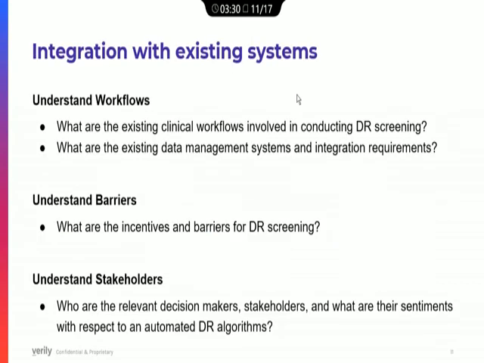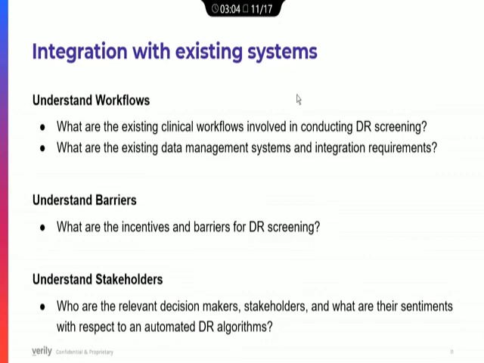And once all of that is done, we look at workflows. Is there an existing DR screening methodology available at your clinic, and are we replacing it or are we becoming part of it, because you may be doing more than just diabetic retinopathy? We look at whether they have data management systems and what the requirements are for integrating into them. The other things are some more high-level barriers that you need to look at.